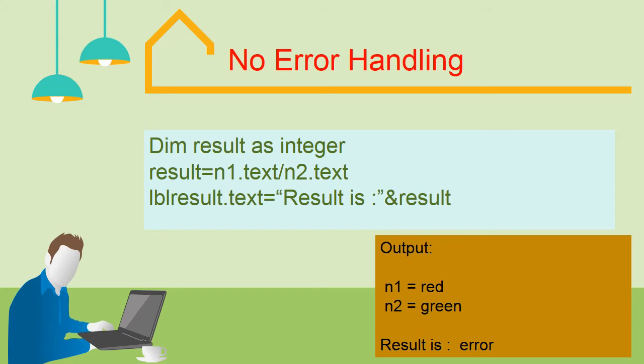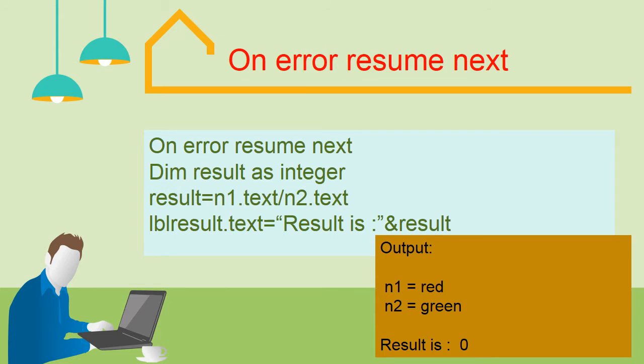Next, we are going to discuss no error handling. Since we have declared an integer data type, when we give the input as string, n1 equal to red and n2 equal to green, it displays the result as error.